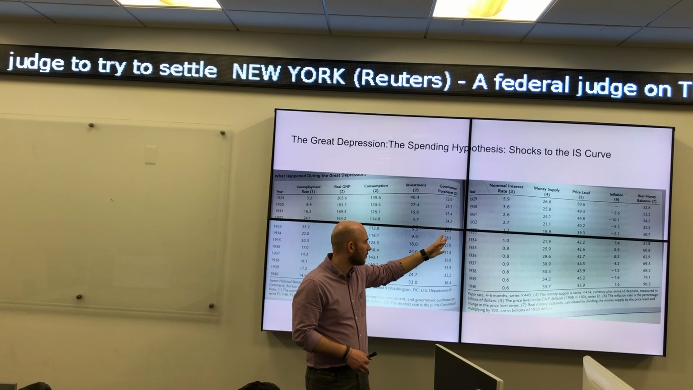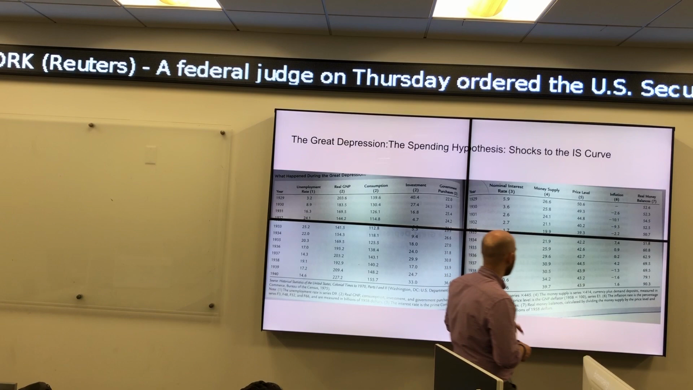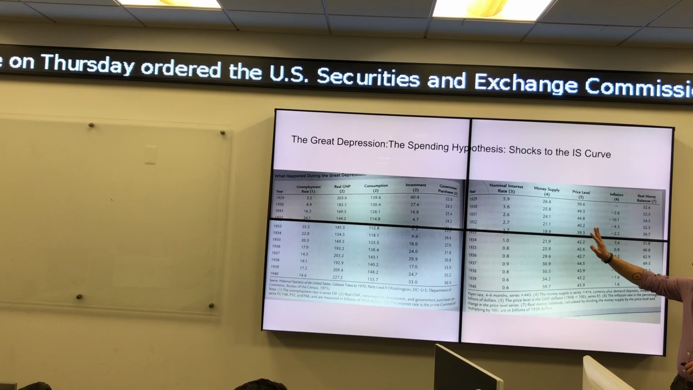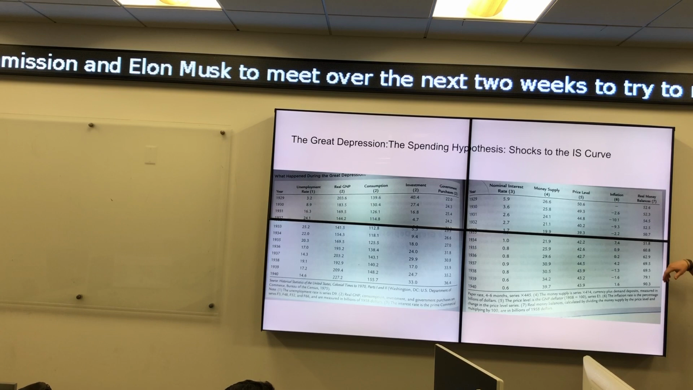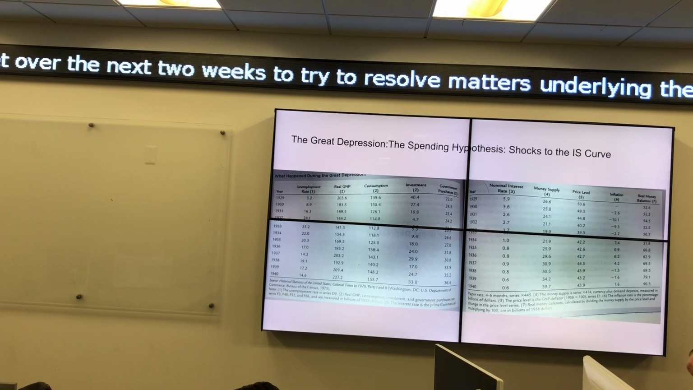Nominal interest rates went down to almost zero. The Fed actually reduced, the Fed existed at this time. They reduced the money supply, price level fell, we had deflation, negative inflation, and real money balances decreased until 1932, and then they started increasing again. Oh no, they increased somewhere in there too.